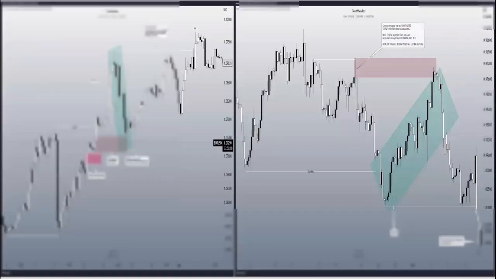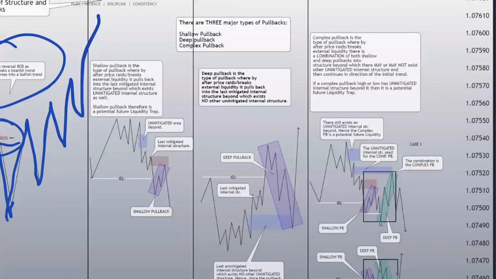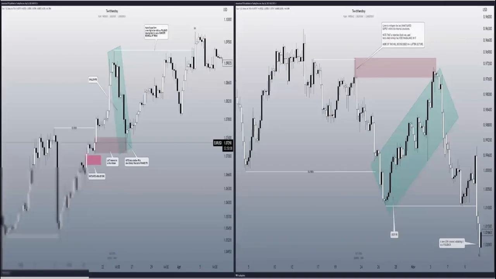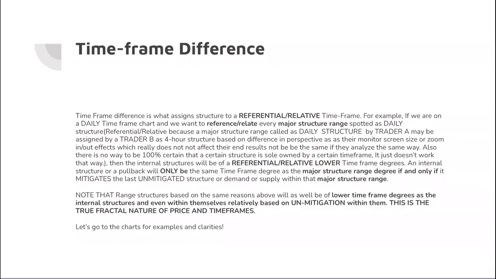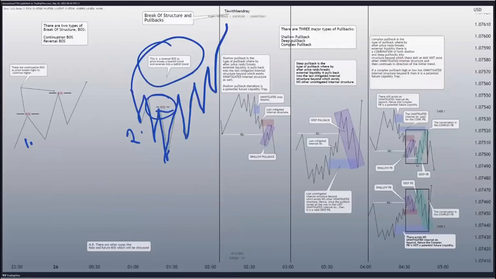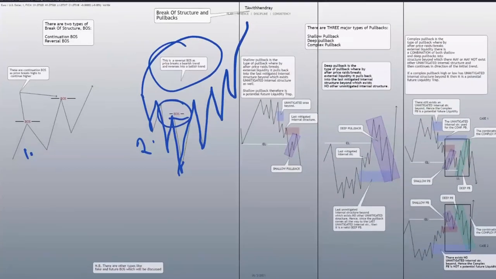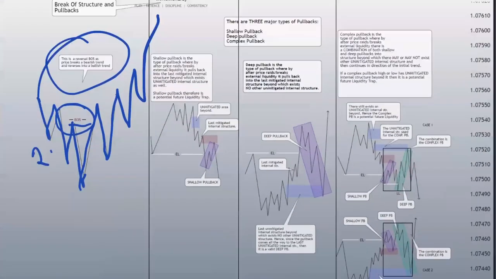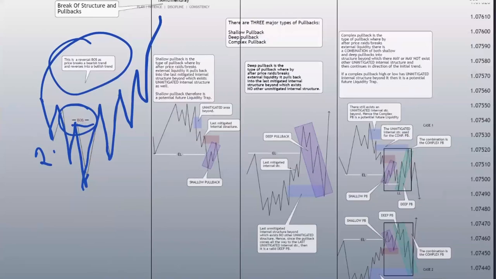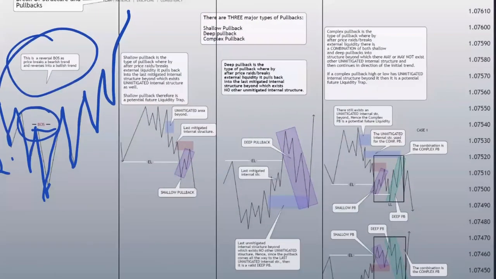Now to other major things here. There are three major types of pullbacks. So we want to look at the types of pullbacks that we have, which is where we will stop for tonight. All right. So before we later get to time frame difference in later lectures. So there are three types of pullbacks, which we'll look into shortly. So we have the shallow pullback, the deep pullback, and the complex pullback.